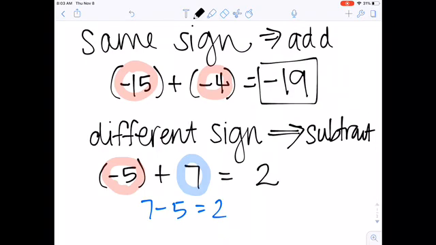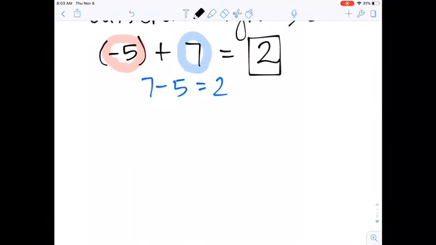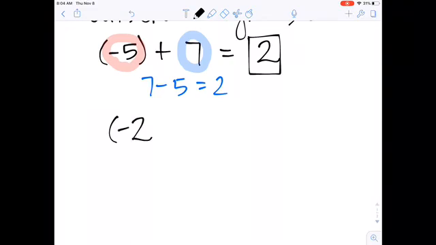But the other part of this is I'm going to make sure that I take the sign of the larger number. My larger number in this case is 7. So that is positive. It's blue. So that means that my answer is also going to be positive. Positive 2. Yay. Isn't that amazing? Same sign, then you add; different, you subtract. Take the sign of the larger number, then you'll be exact.